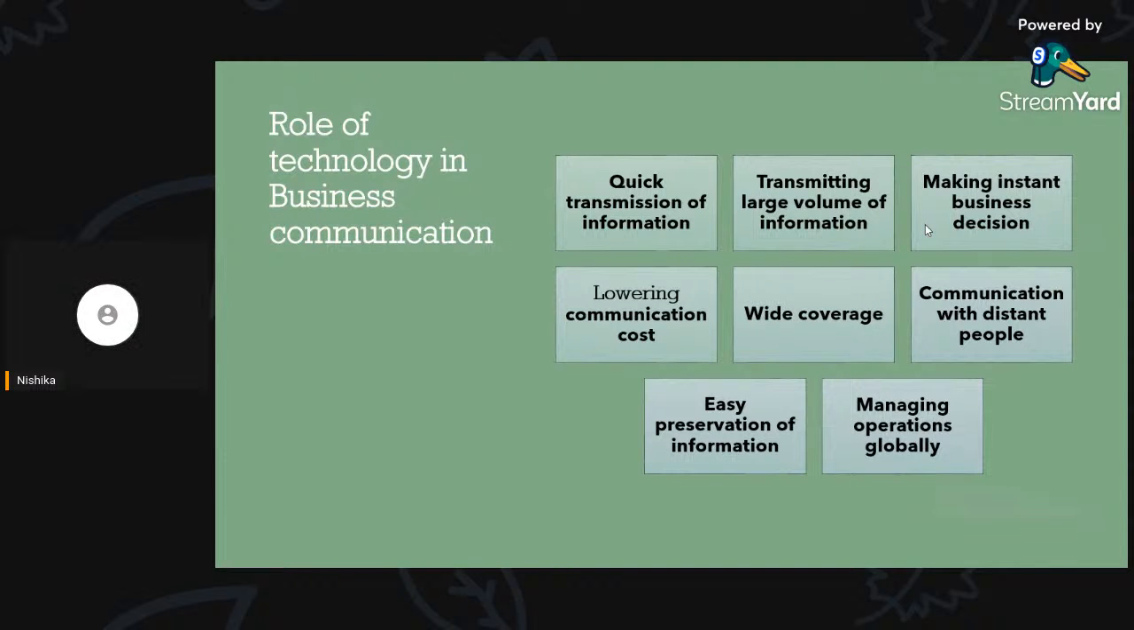Next is communication with distant people. Electronic communication provides the opportunity of interactive communication with distant people. Video conferencing, for example, allows interactive communication even though the participants are geographically dispersed. So, it saves our travel cost, time, and energy as well.